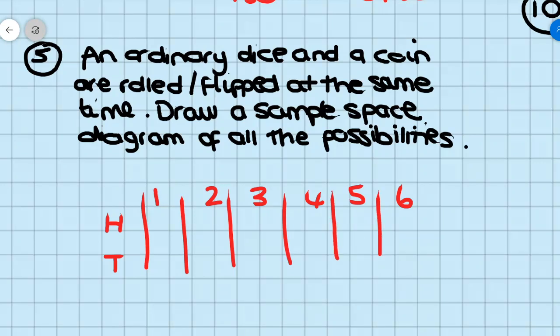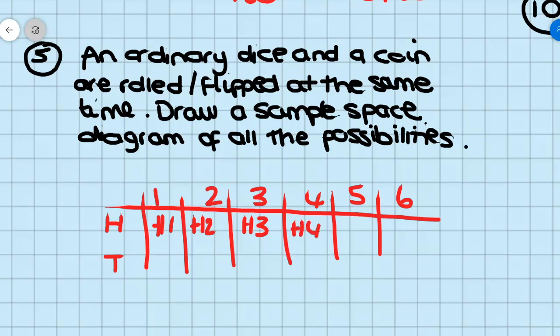So I'm going to draw it in a table. So I could get a head and roll a 1, or I could get a head and a 2, a head and a 3, a head and a 4, a head and a 5, or a head and a 6.